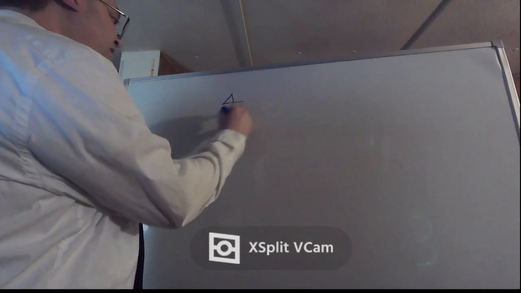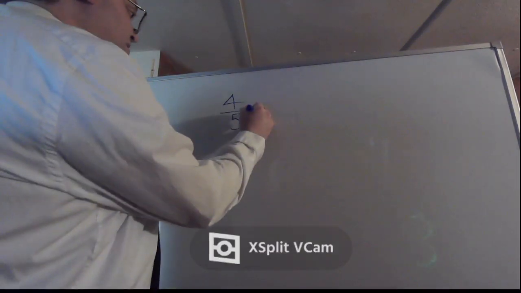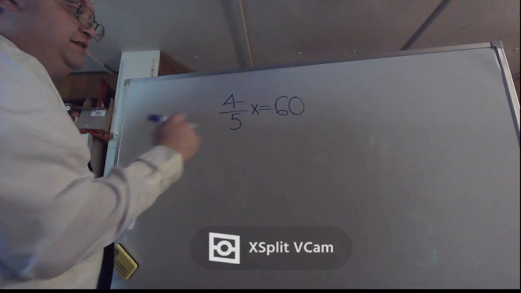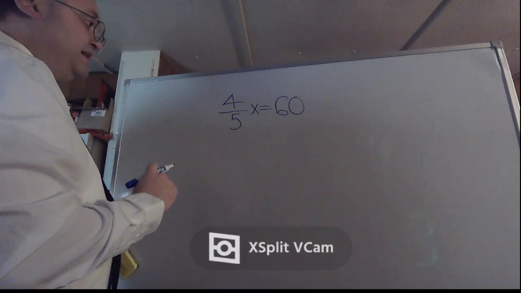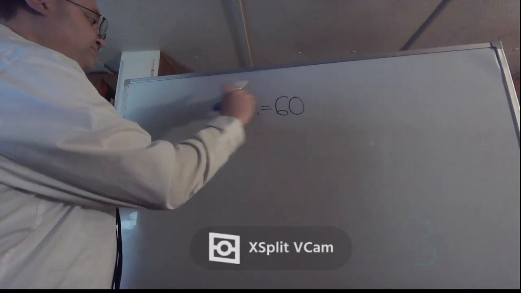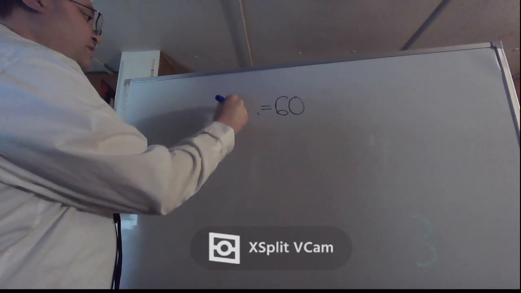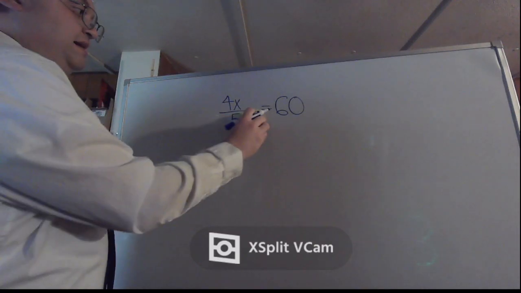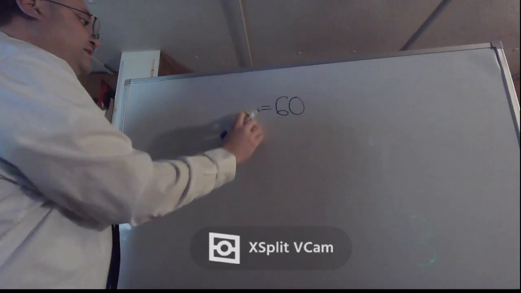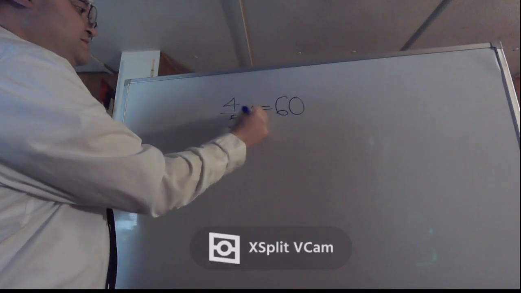I have 4/5 x equals 60. So I have 4/5 times x equal to 60. Another way you may see it written is 4x all over 5 equal to 60. You may see either notation. How I prefer to do it, though, personally, is going to be 4/5 times x equal to 60.